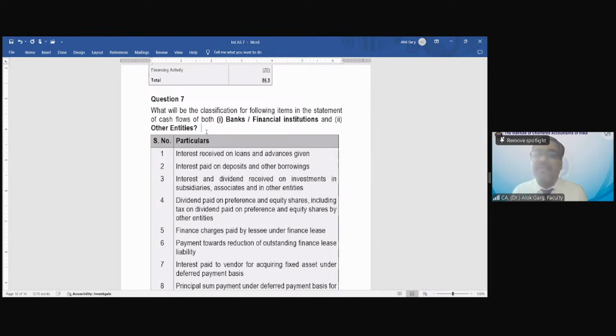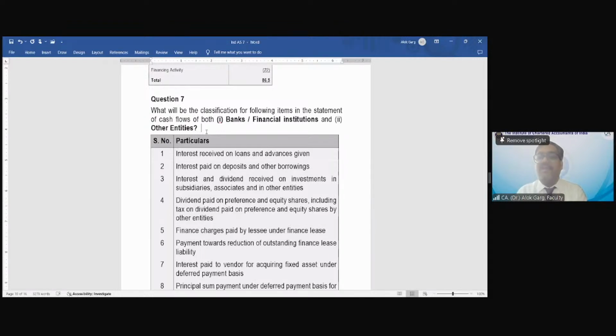What do banks and financial institutions do? They take money from people, they take fixed deposits. For you it is a fixed deposit, but what is the nature for the bank? Operating activity. It is their obligation, their liability, their borrowing, right? For you it is an asset, but for them it is a liability. For you it is an income, for them it is an interest cost. Correct?